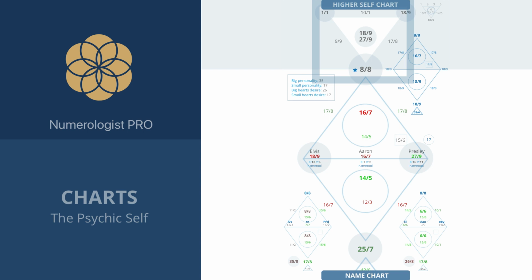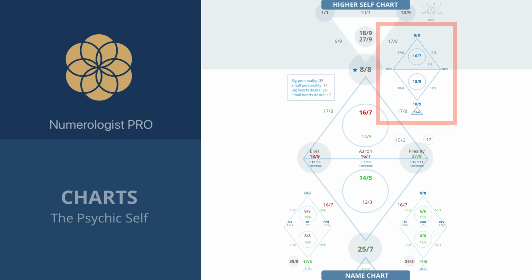The higher self chart displays an overarching theme throughout our lives, whereas the numeroscope primarily illustrates how energies evolve over time and space. In essence, we're taking your potential, your higher self, and situating it within the context of your life, from childhood to adulthood, making the psychic self chart both profound and tangible.